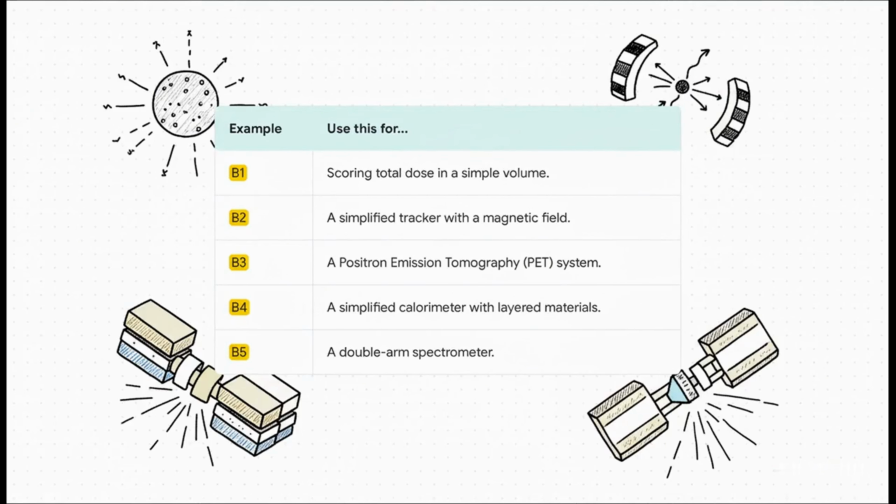And you can really see the range here. B1 is kind of like your hello world from medical physics, just calculating a dose. B2 introduces a tracker and a magnetic field. B3 simulates a whole PET scanner, even with a radioactive source. B4 gives you a simple calorimeter, and B5 pulls it all together into a full spectrometer. Each one is its own little self-contained lesson.